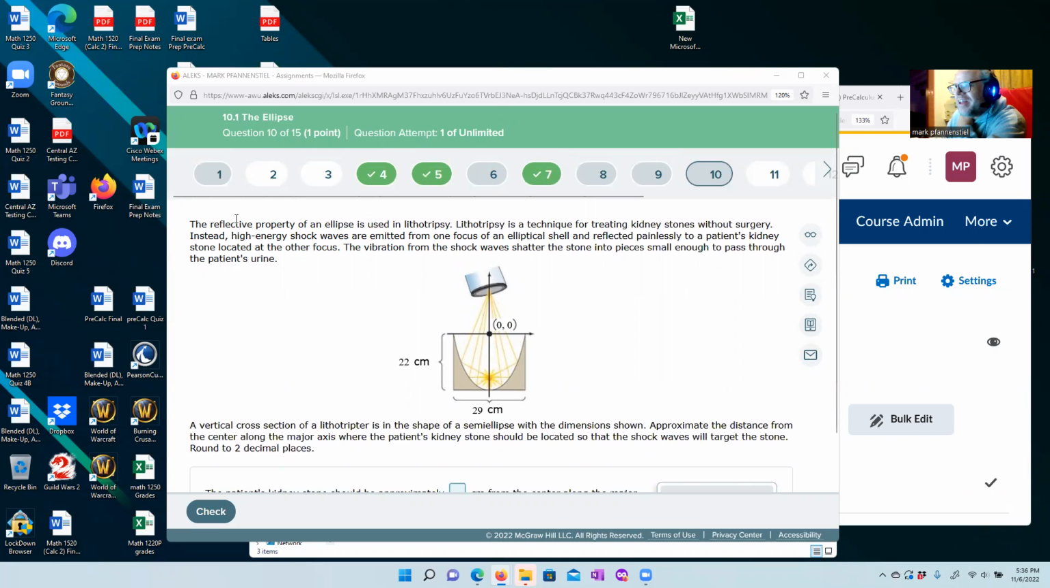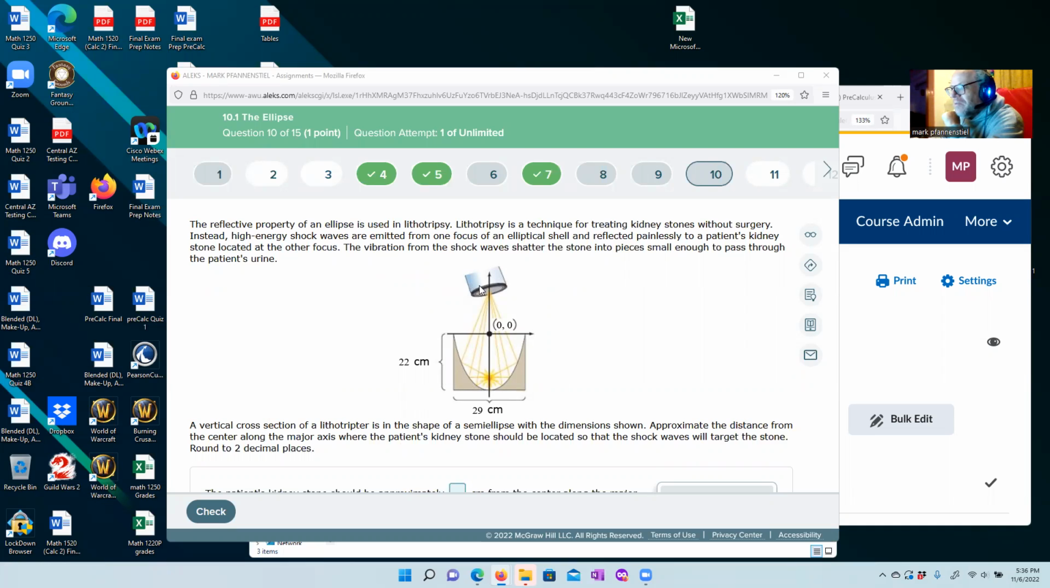This is number 10. It says the reflective property of the ellipse is used in lithotripsy, a technique for treating kidney stones without surgery. What they do is pass some kind of sound wave through your kidney to break up the kidney stone so that you can pass it in the natural way, rather than the incredibly painful way that kidney stones are usually passed.